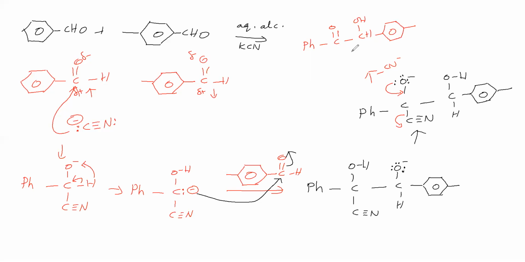So, like this we can. This is the product. It is called benzoin. It is an alpha hydroxy ketone. So, how to say the product by seeing the reactant, we will see.